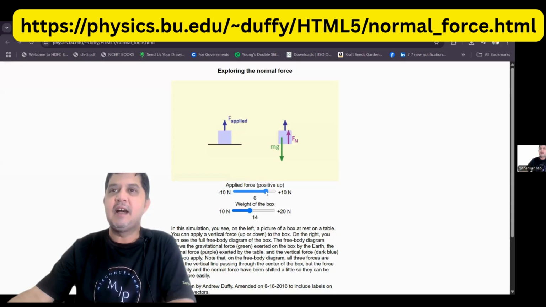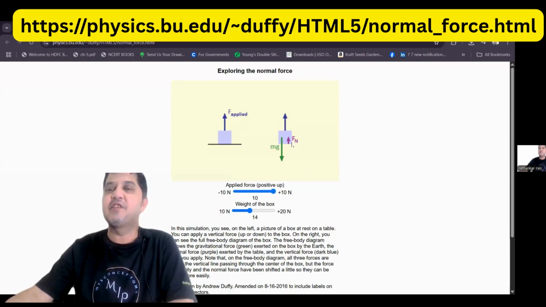What is it I am doing? I am now applying a force. Okay, I am increasing the force like this. And what's happening to normal force? Normal force is now decreasing.